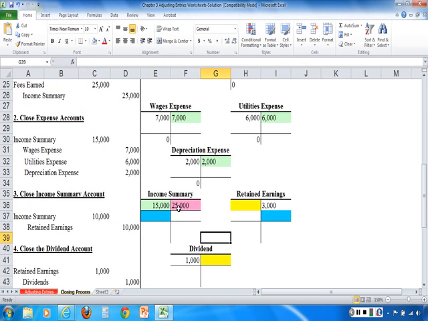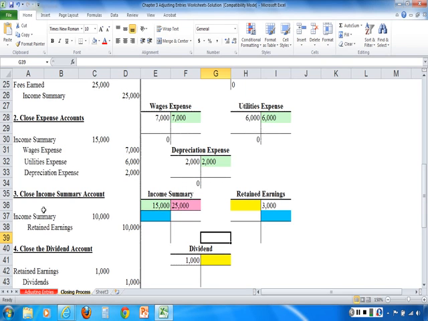And so income summary has a credit balance of $10,000 that represents a net income that I need to close out, which means to close out that credit balance in income summary, I would need to debit income summary, and I close out income summary to retained earnings, so I would credit retained earnings.